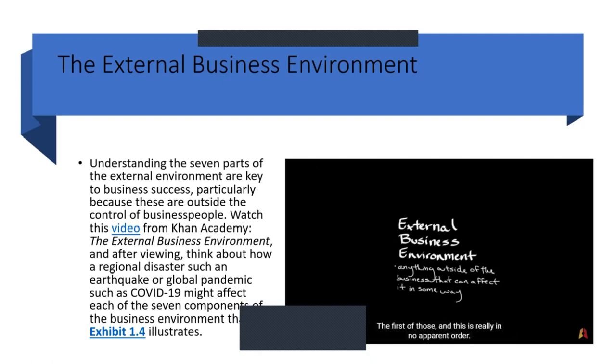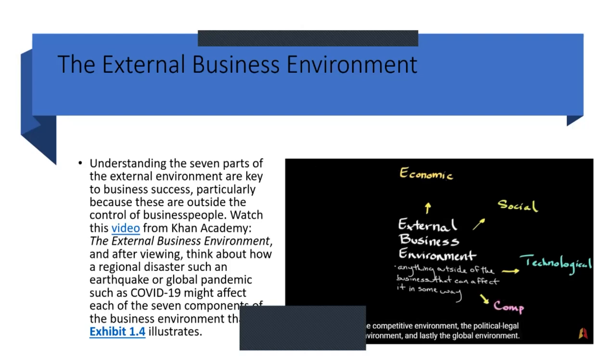The first of those, and this is really in no apparent order, I'll go ahead and list them first and then we'll talk about them a little bit, is the economic environment. We have the social environment, the technological environment, the competitive environment, the political and legal environment, and lastly, the global environment. So these are six environments altogether, each of which has the potential to affect the business in some way. So let's go through and talk about each of these. I'll give you kind of a quick definition, at least in terms of the way that I would describe it.